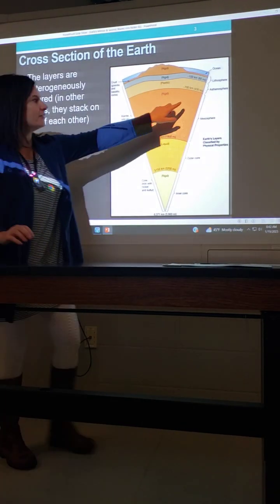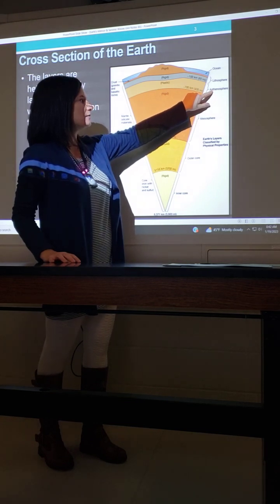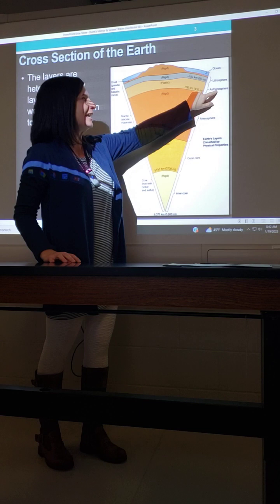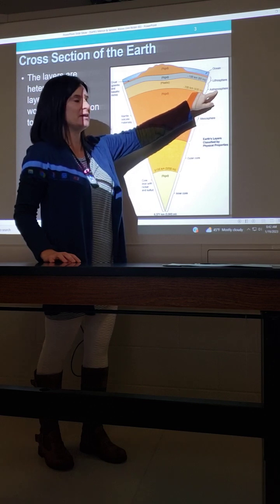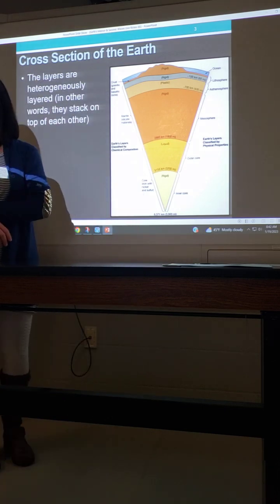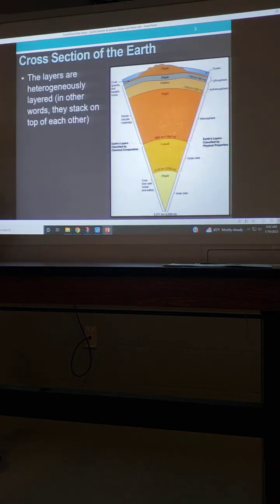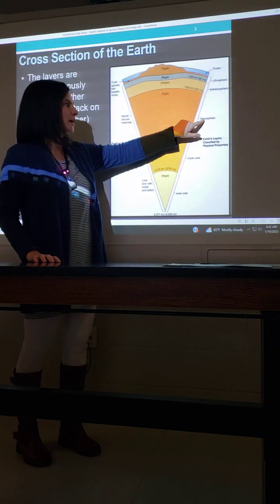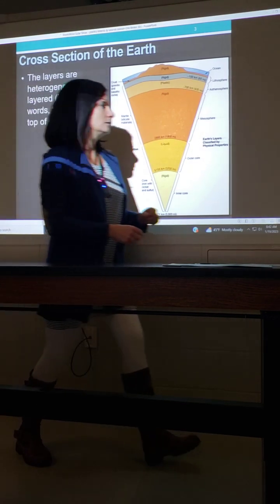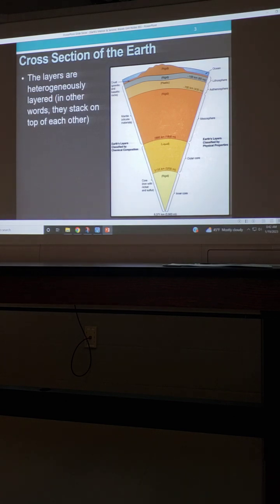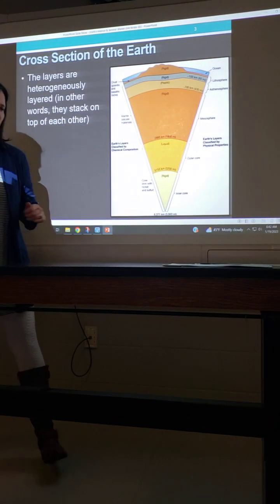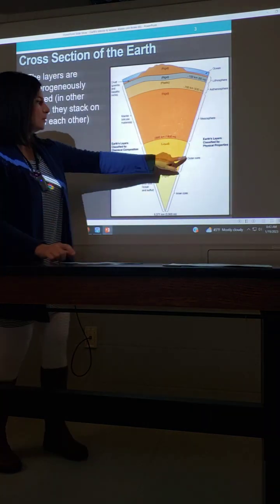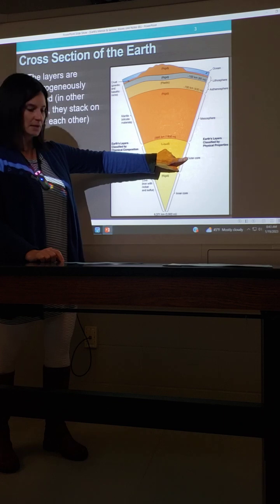All right, and then you have asthenosphere, A-S-T-H-E-N-O, and then sphere again, S-P-H-E-R-E. And then we have mesosphere, M-E-S-O, and then sphere again. So we have litho, astheno, and meso, all in front of sphere. Let's see, we have the outer core, and then we have the inner core.